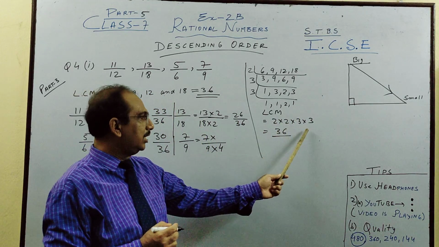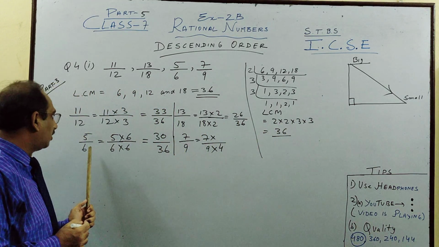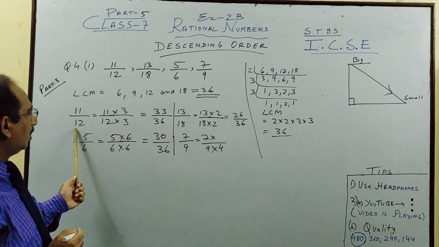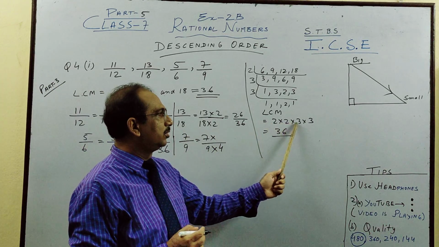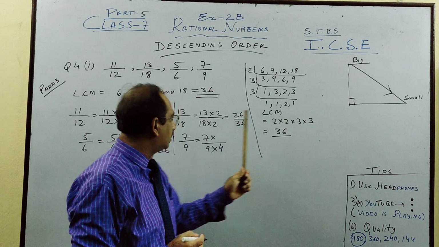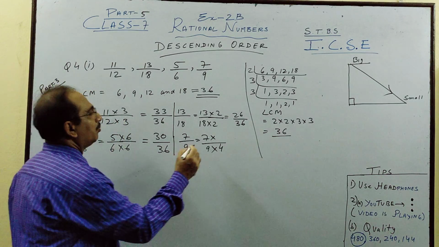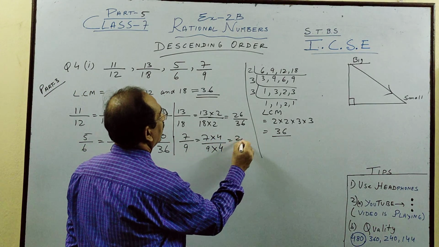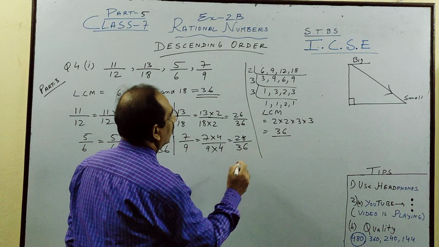So you can see here, like here we have 12. How to make 36? 2 twos are 4, 3s are 12, 3s are 36. So like that you practice, and you will get all the denominators as 36.